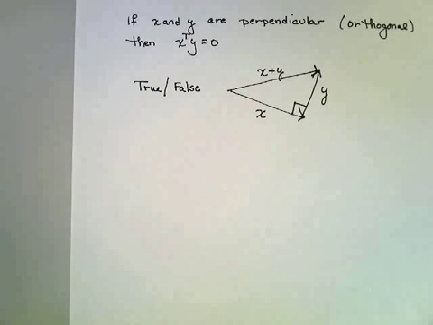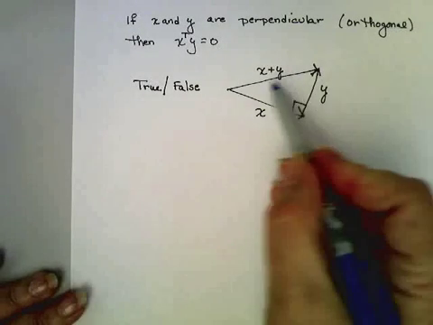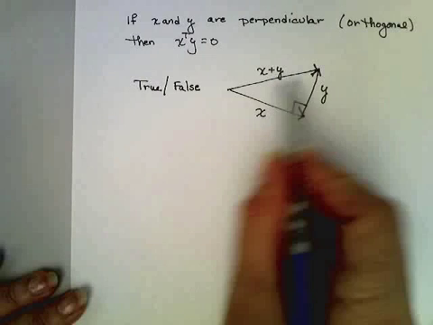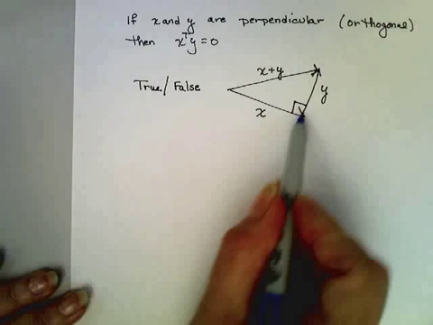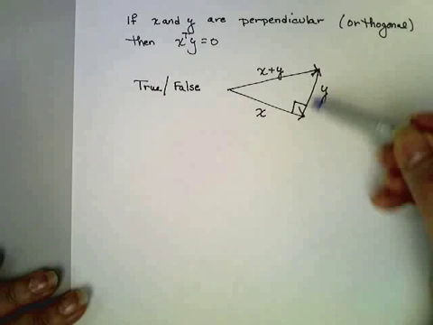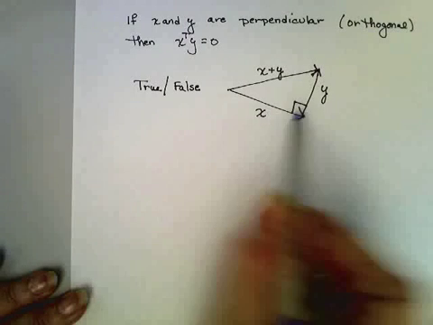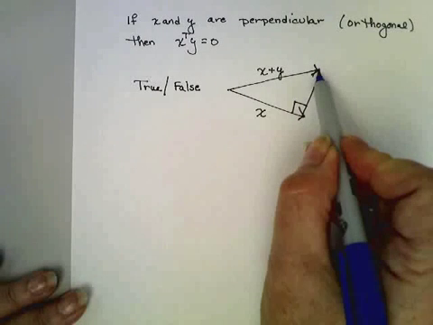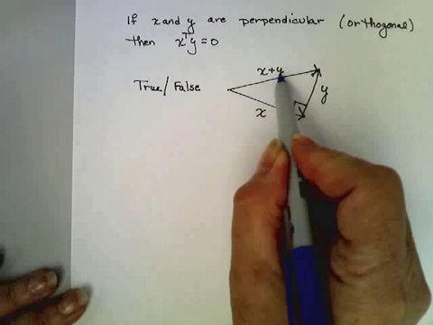Notice if they form a right angle or they're perpendicular to one another, we can form the sum of these two vectors, or the resultant vector, which would be x plus y, and it forms a right triangle. We also know by the Pythagorean theorem that the length of vector x squared plus the length of vector y squared would be the length of the hypotenuse of this right triangle, or the length of x plus y squared.